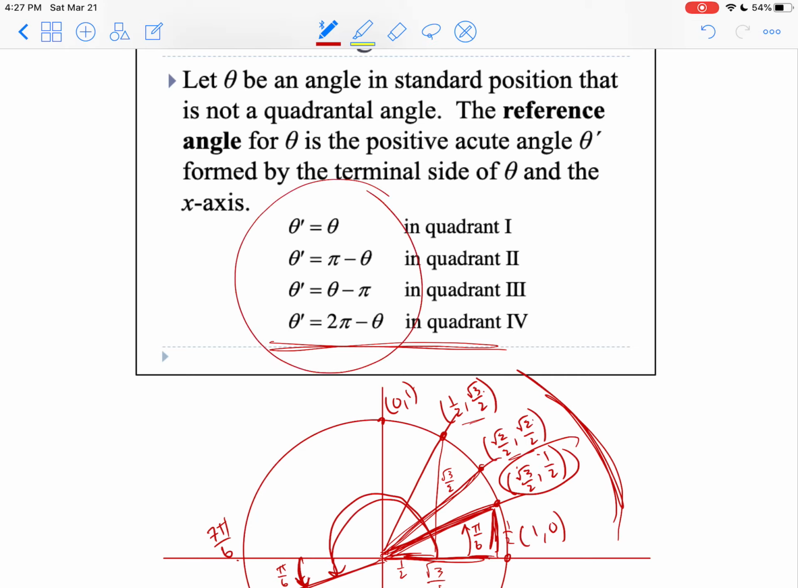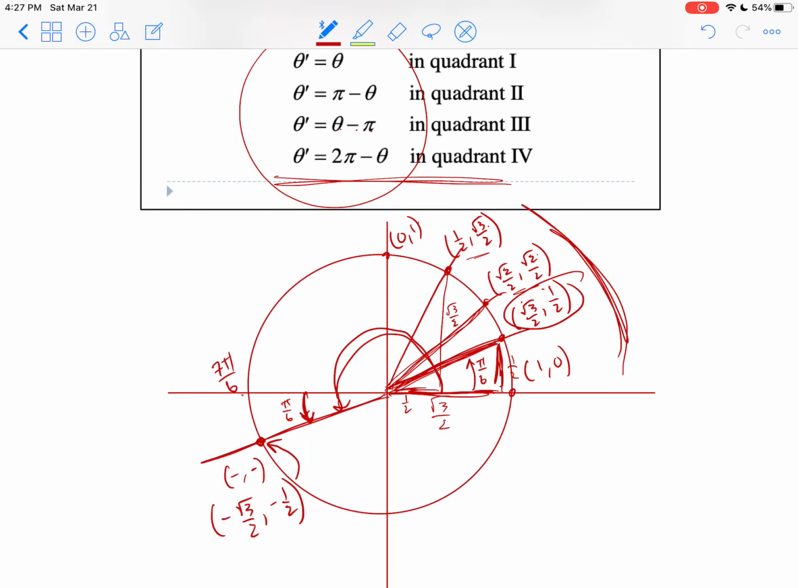And you can use this formula. So you can see if I'm in the third quadrant, I want to do the angle minus pi. And that's sort of what I did here. I did 7 pi over 6 minus pi, which is 6 pi over 6. And that gives me 1 pi over 6. That's my reference angle. Okay?